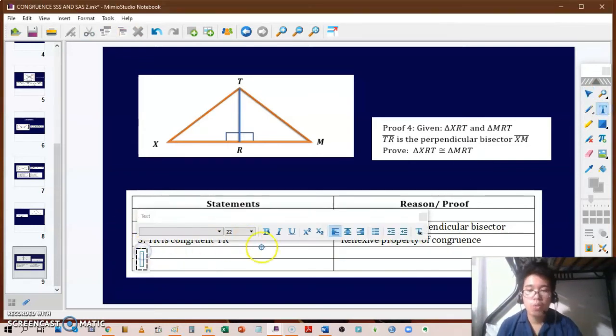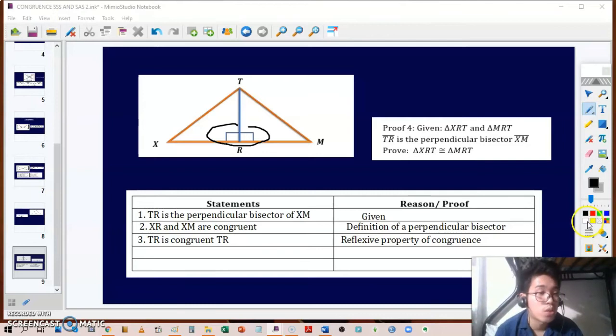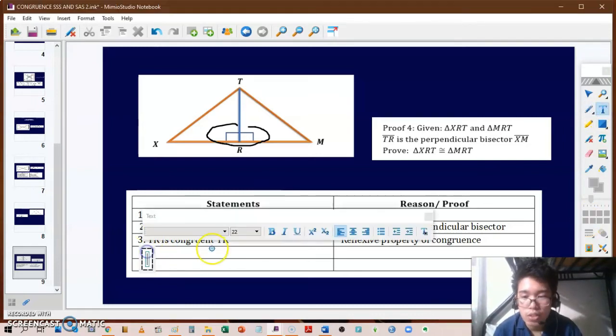And then what more can we say? It's also given here, guys. If you notice, we have here right angles, the symbol for a right angle, kind of like a square. So we have here angle TRX and angle TRM. They're right angles, and what are right angles? They measure 90 degrees, and therefore if both of those angles measure 90 degrees from both of those triangles, we can say that both of those angles are congruent, because they're both 90 degrees. So we can say that angle TRX and angle TRM are congruent.